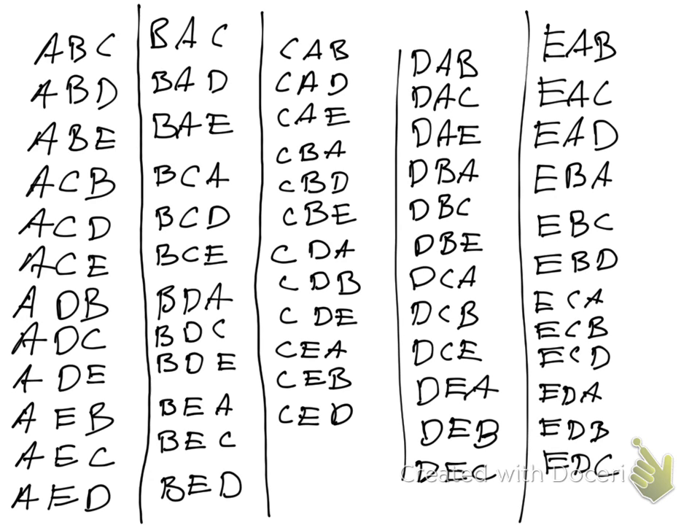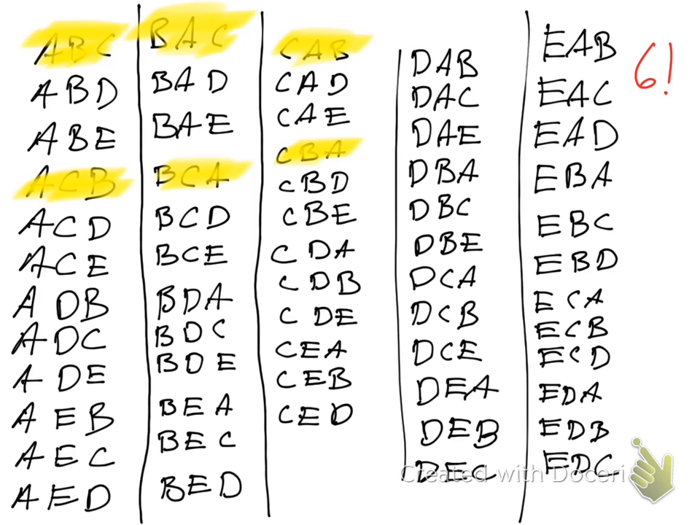And so the reason I wrote all 60 of them out is I want to show you something. If we don't care about the order of the letters, then ABC is the same string as BAC, is the same string as CAB, is the same string as ACB, is the same string as BCA, is the same string as CBA. And so what happens is each combination of 3 letters has 3 factorial repeats. That's 6 repeats.